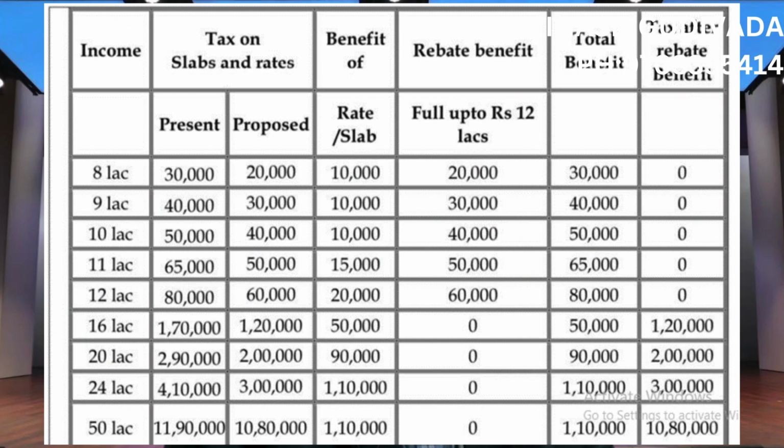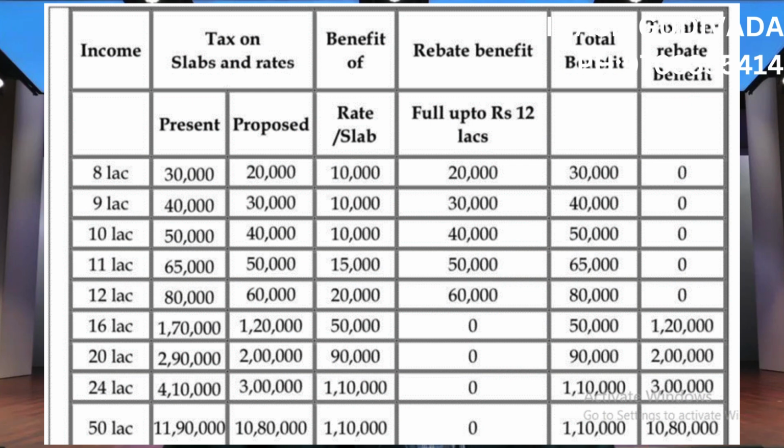If we see the comparison of proposed slab rates, almost you have rebate. Rebate is valid up to 12 lakhs. After 12 lakhs, there is no rebate, sir. It is 0. So you have to pay complete tax subject to marginal relief as we discussed above. If your income is 8 lakhs, then if you see this table, in the present tax regime the tax liability was 30,000. In proposed, it is 20,000. What is the overall deduction? 10,000. And that 20,000 is also getting as rebate. So total benefit was 30,000.